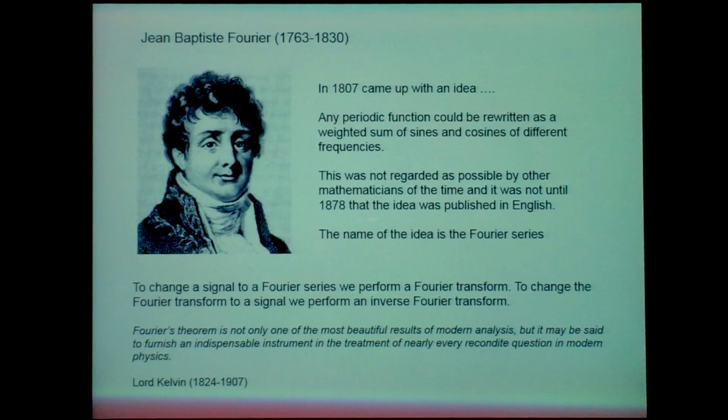This was Jean-Baptiste Fourier, born in 1763. And in 1807, he came up with an idea. He said that any periodic function could be rewritten as a weighted sum of sines and cosines of different frequencies. The mathematicians at the time thought that the idea was pure nonsense. They didn't believe it. And it wasn't until 1878 that the idea was first published in English and it started to be used.